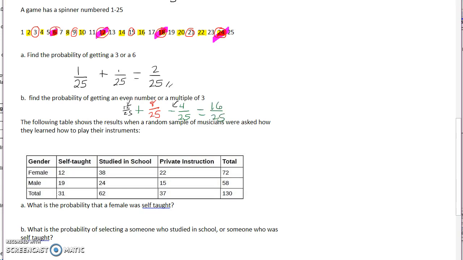And actually, if you go up here and you count them, and don't count them double, there's actually 16 numbers either circled or highlighted.